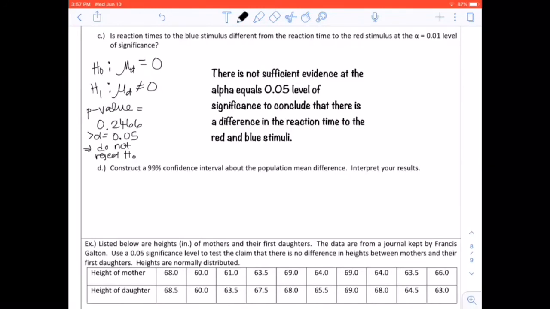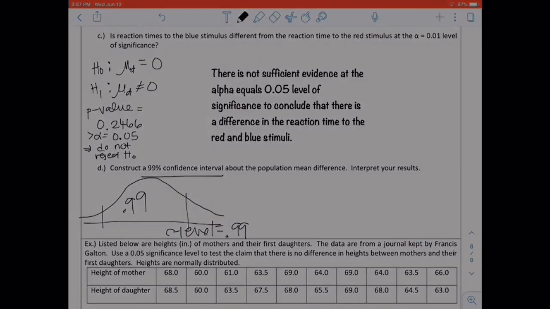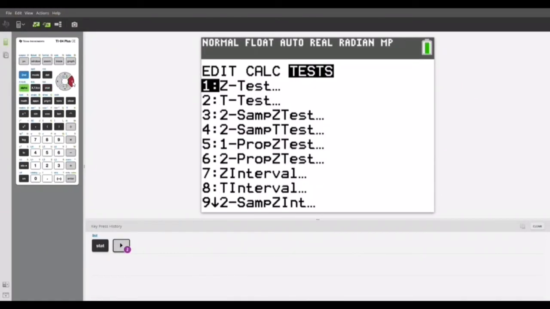Part D says construct a 99% confidence interval about the population mean difference. Interpret your results. So first thing we're going to do is that this wants us to draw a 99% confidence interval. So sketch your bell-shaped curve. 99% is going to go in that middle. So 0.99. So that is our C level is equal to 0.99. And so we need to use our calculator. We're going to go to Stat, go to Test, go down to T interval.